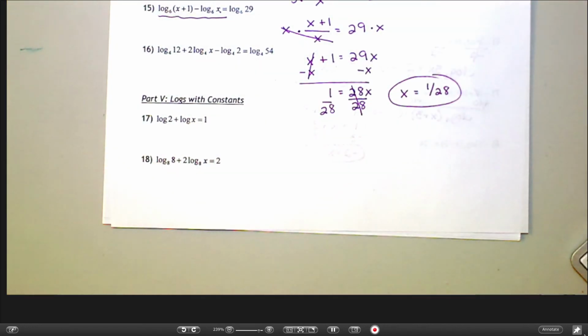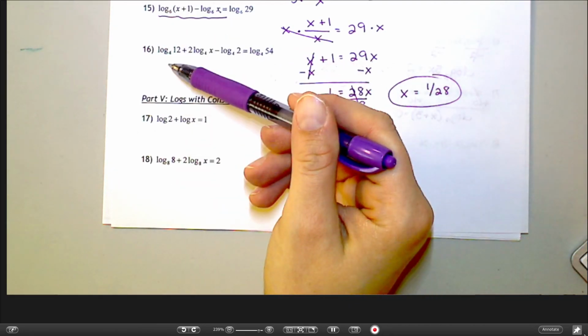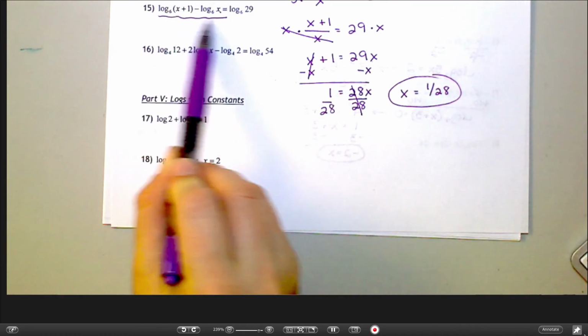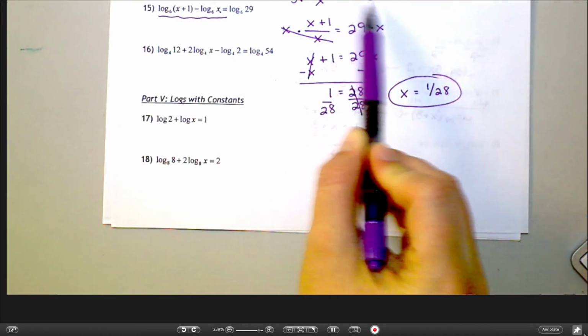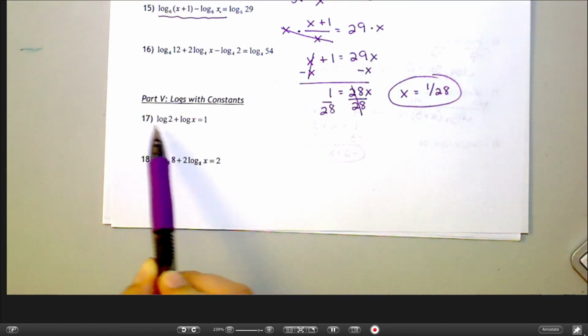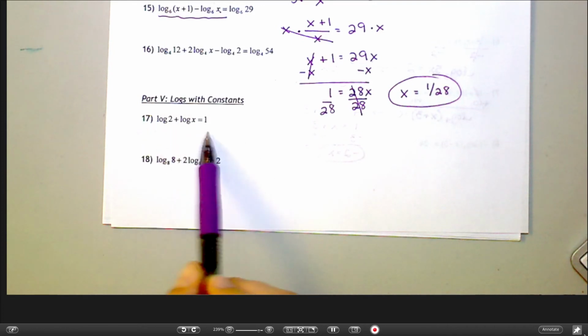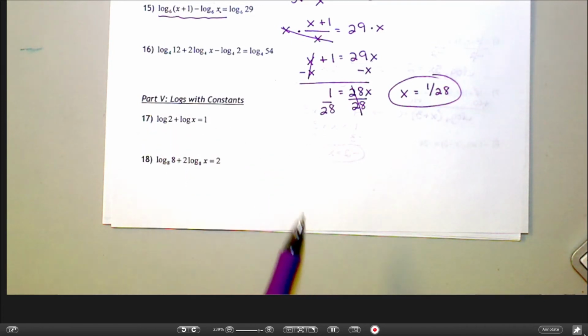17. Now, the difference between this one and the ones up above is, see how here when I consolidated, I ended up with log equals log. Here I'm also going to consolidate, but I'm going to end up with log equals number. These ones are more like part 2 on the other side, where you had a log equal to a number and you rewrote it as exponents. That's what I'm going to do here too.